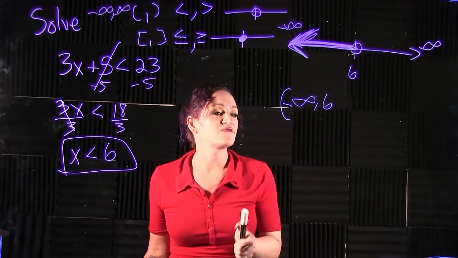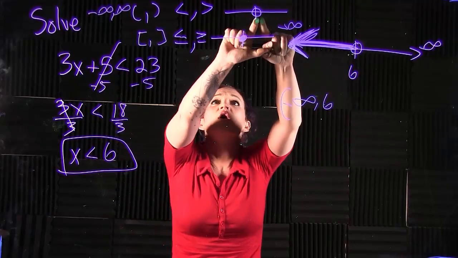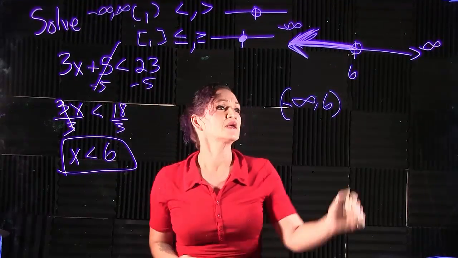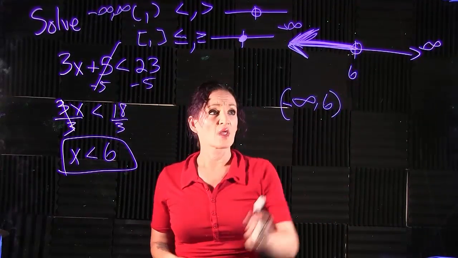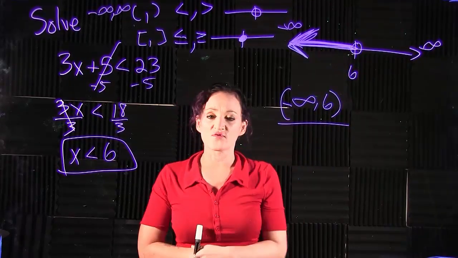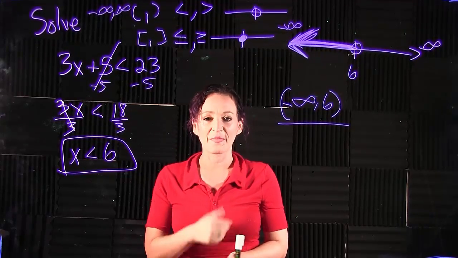So over here, negative infinity, I'm going to put my parenthesis. Over here, 6, we have an open dot. Open dot is also a parenthesis. You're only going to put a bracket if that's a solid filled-in dot. Otherwise, x is less than 6. Our line graph and our interval notation are all part of our solution for this problem.